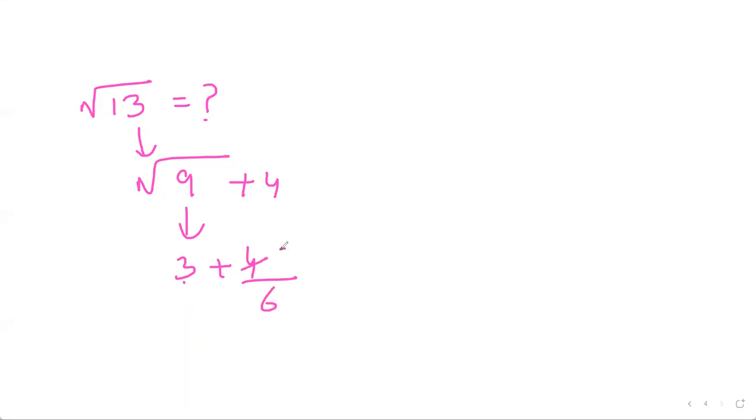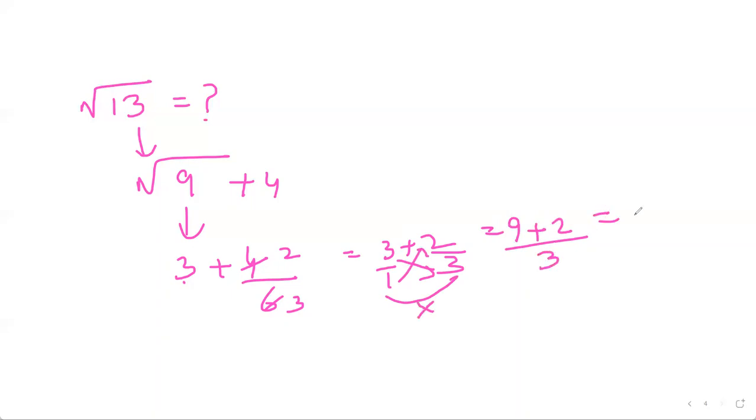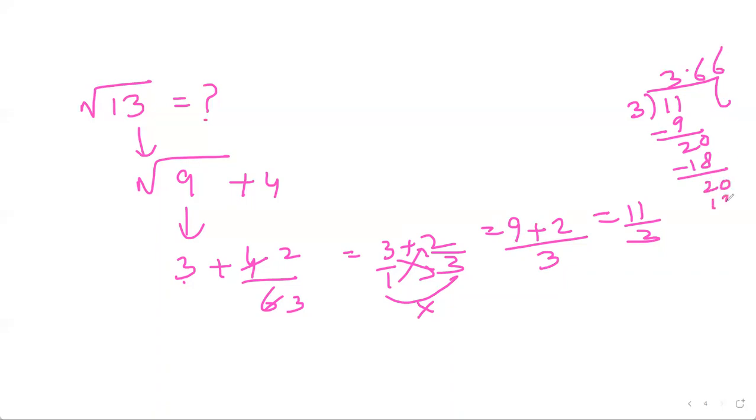You can also simplify it. 2 2s are 4, 2 3s are 6. Write this. Now cross multiply it. 3 3s are 9. Again cross multiply it. 1 2s are 2, and multiply it, 1 3s are 3. 11 upon 3. Now divide: 3 is here, 11 is here. 3 3s are 9, 2. Decimal. 3 6s are 18. Again 2, 0, 3 6s are 18.